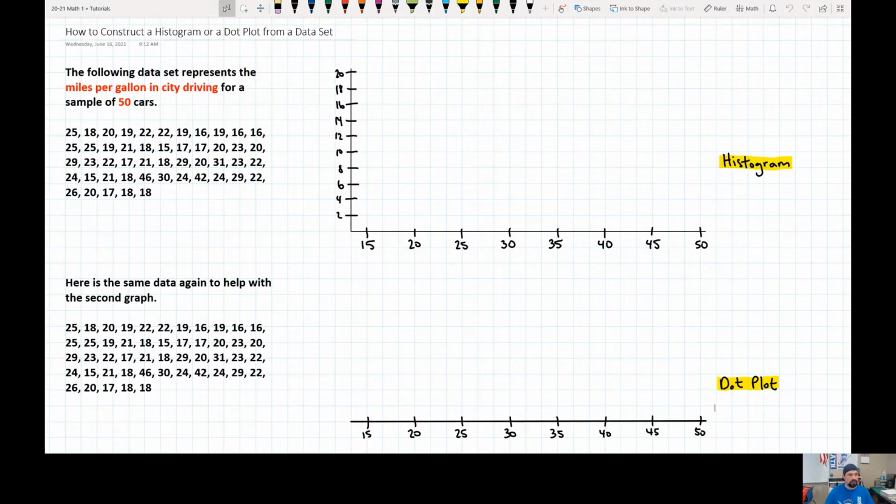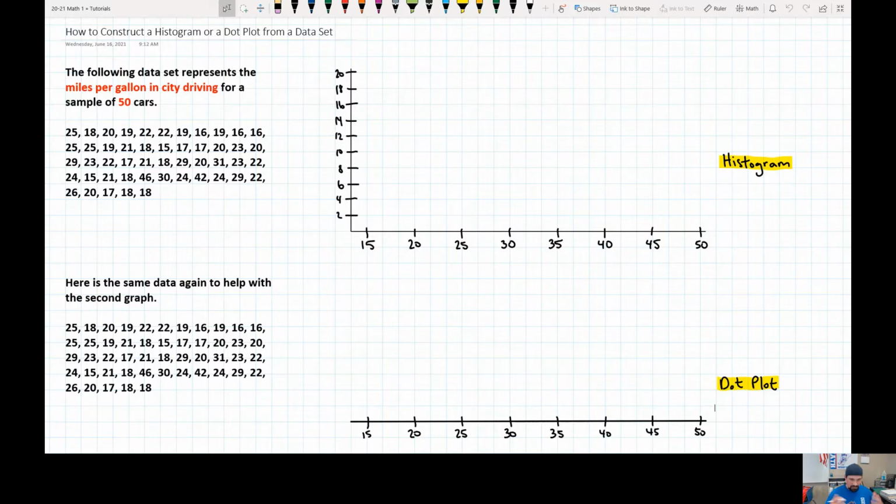All right, so we have two graphing areas set up here. We have our histogram and our dot plot space available, and I have two sets of the same data. The data set we're going to be using today represents the miles per gallon in city driving for a sample of 50 cars. The first thing we're going to do is work on our histogram. The histogram takes ranges of values and tells us how many values in our data set lie within that given range. We sometimes call these ranges bins, and the amount of things in each bin tells us the height of the bar for that range.